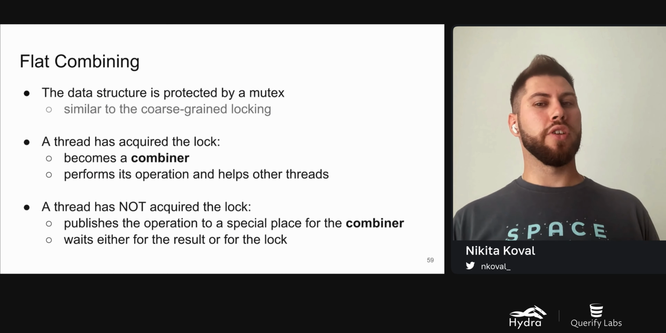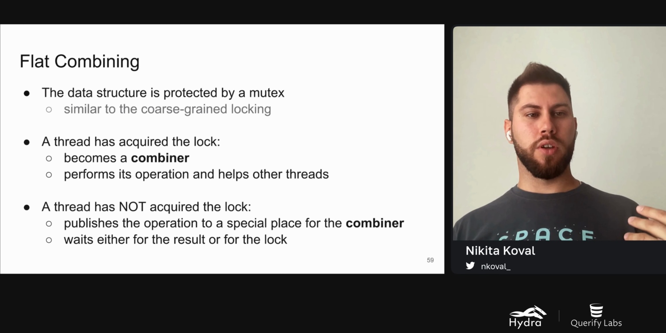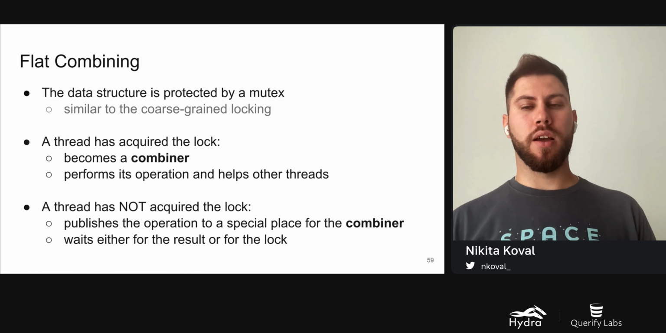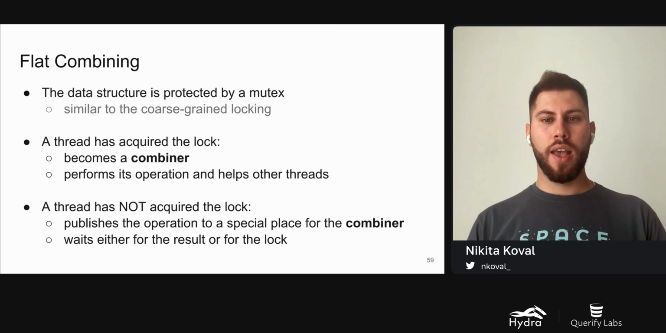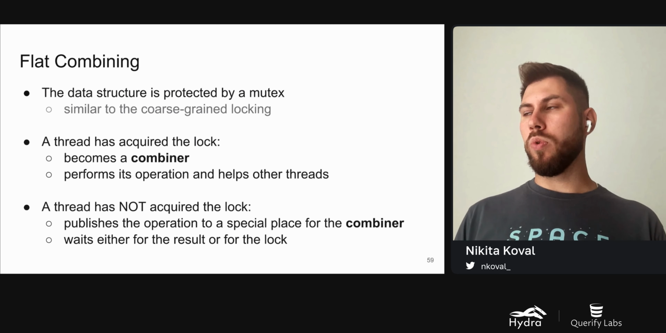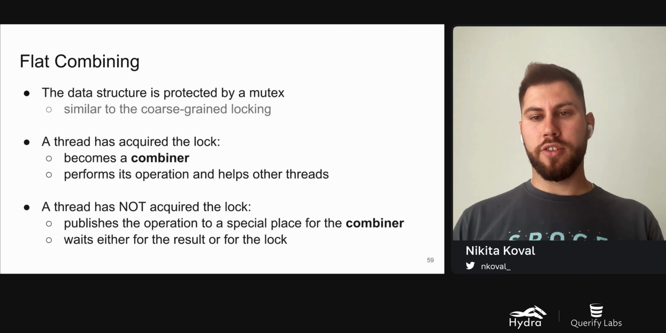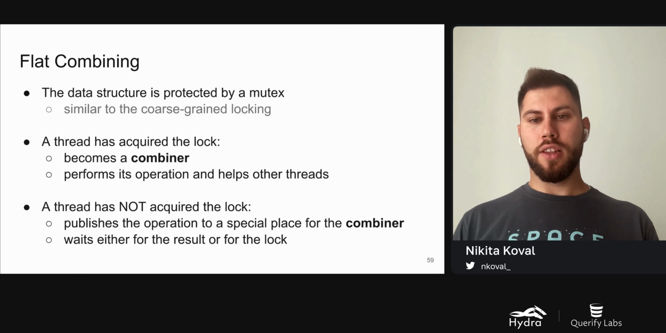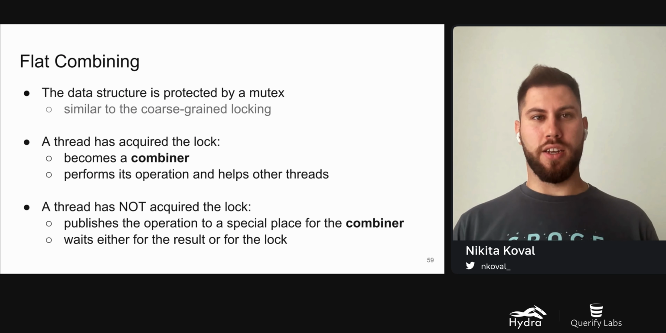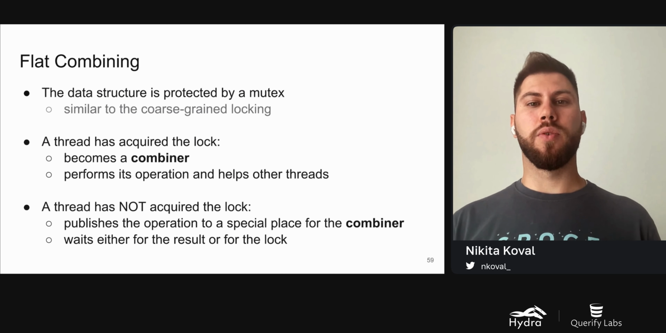So we will use mutexes. Okay, we will use locks. And the sequential data structure that will be under the hood will be protected by this global mutex. And when a thread comes and it wants to apply an operation, it tries to acquire this lock. And if the lock has successfully been acquired, then this thread becomes a combiner. So this thread will work with the sequential data structure.